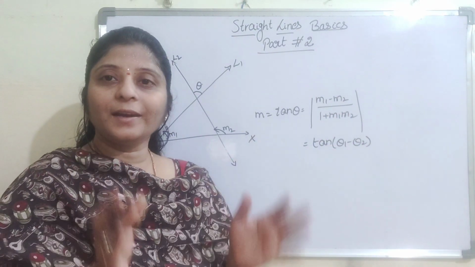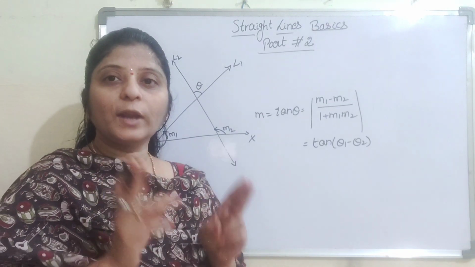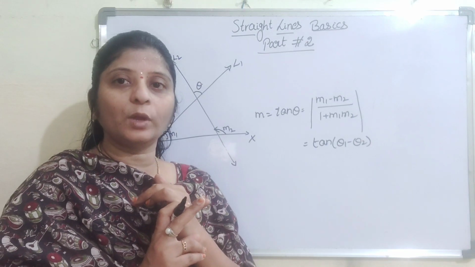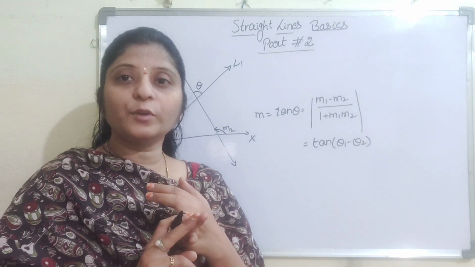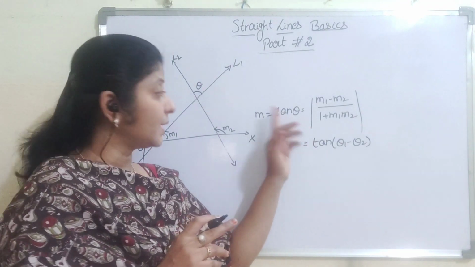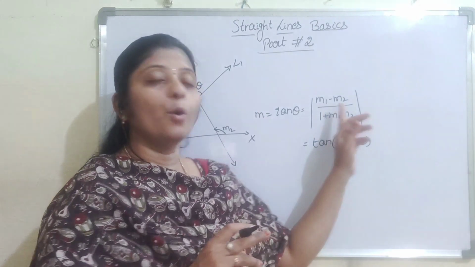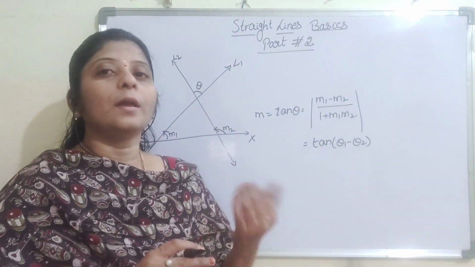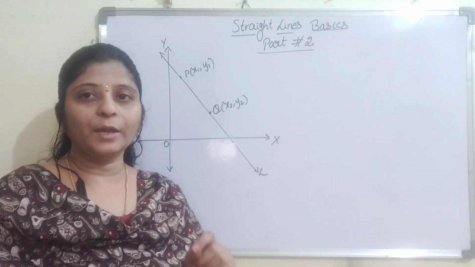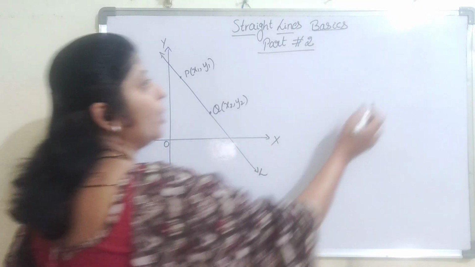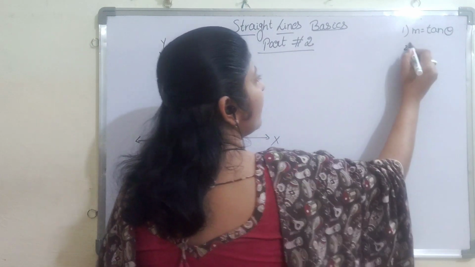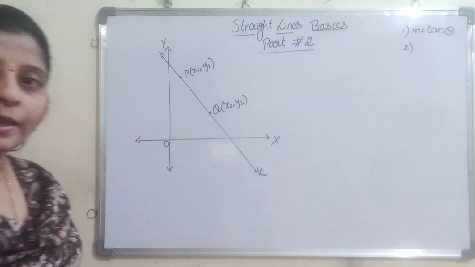So these are the three conditions for two lines. When parallel, slopes will be equal. When perpendicular, the product of slopes will be -1. When non-parallel and non-perpendicular, the angle will be tan theta equal to modulus of (m1 minus m2) by (1 plus m1 m2). Up to now we know the formula of a slope, m equal to tan theta, when the angle theta is given.